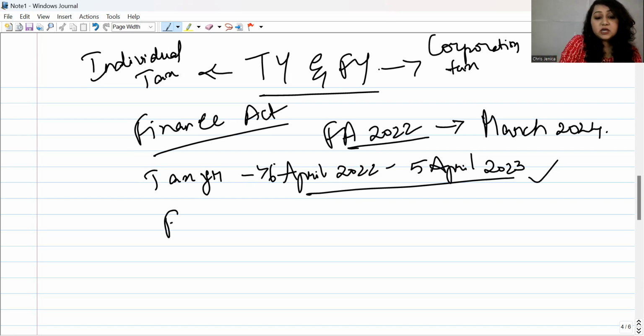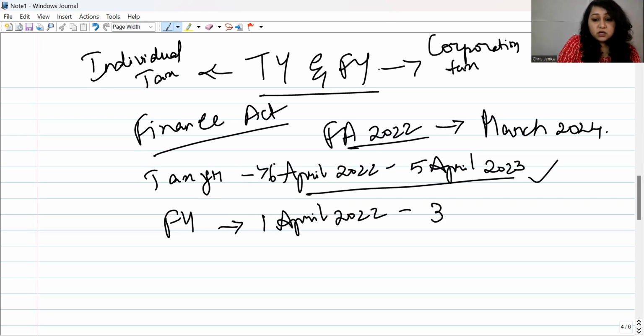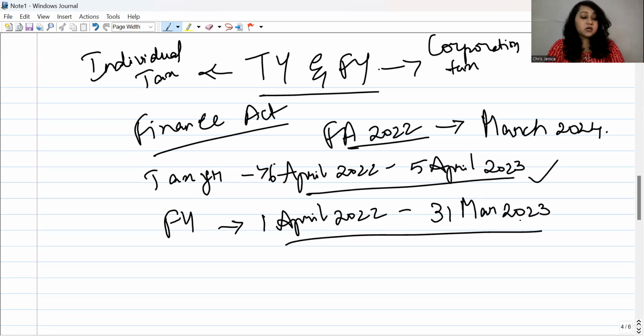And financial year will normally be from 1 April 2022 to 31st March 2023. So this is the financial year for which the corporates will pay tax for and under the Finance Act 2022. So hope you're clear with tax year and financial year.